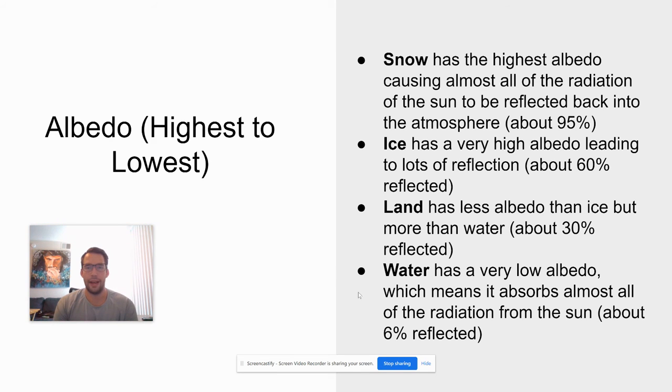Water is not very good at reflecting at all. It actually has the lowest albedo. It reflects about 6% of the radiation, and it holds in about 94% of the radiation.